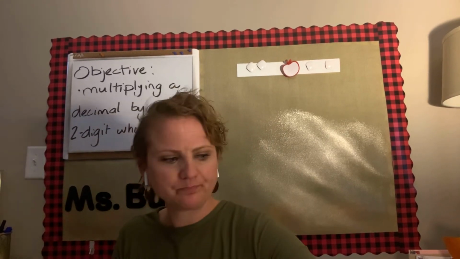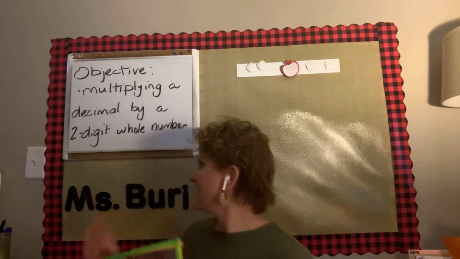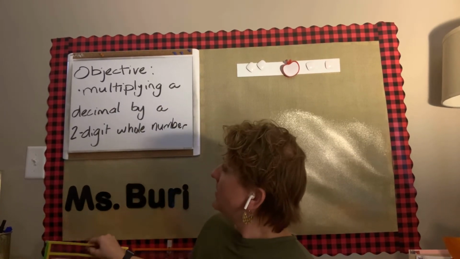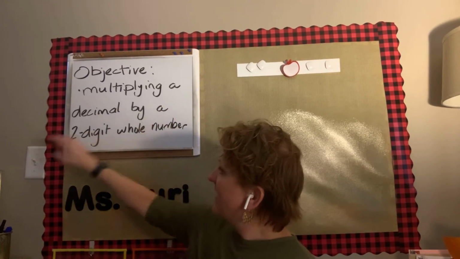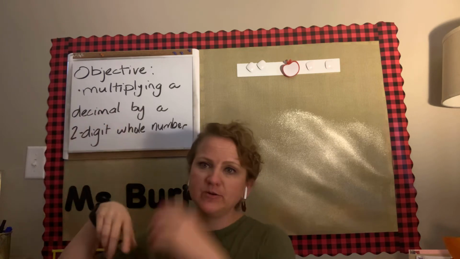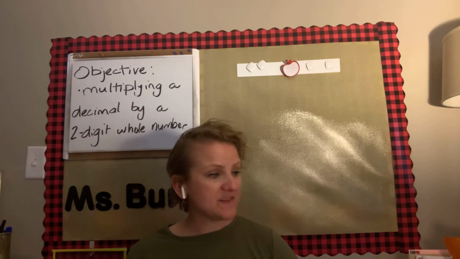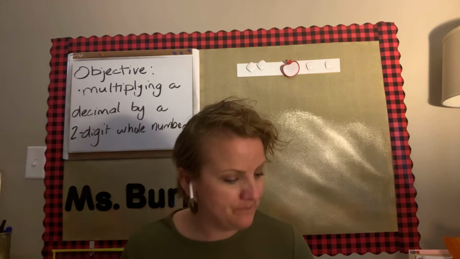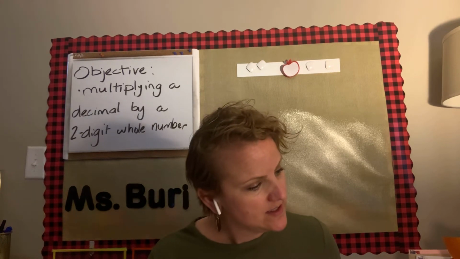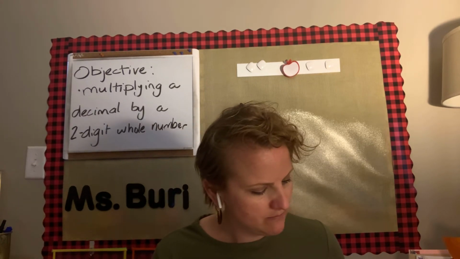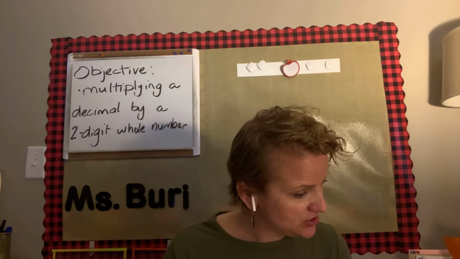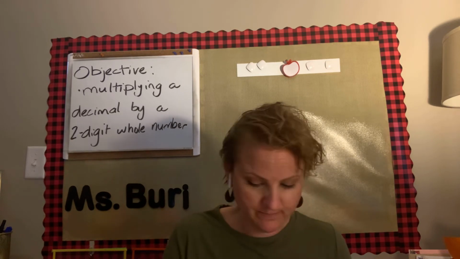So as we get into today's lesson, 5th graders, our objective is going to be multiplying a decimal by a 2-digit whole number. So far, we've done that with a 1-digit whole number, but we're going to be building on to multiplying by a 2-digit whole number, okay?